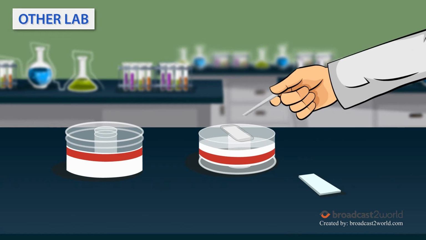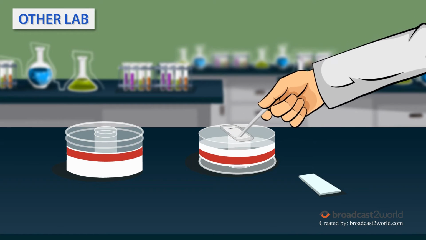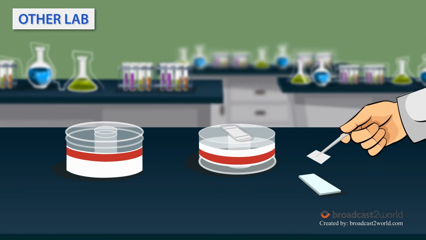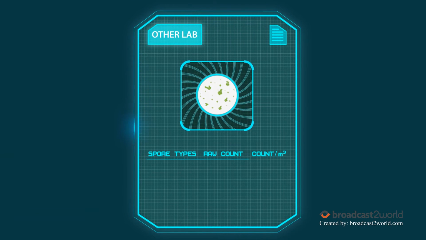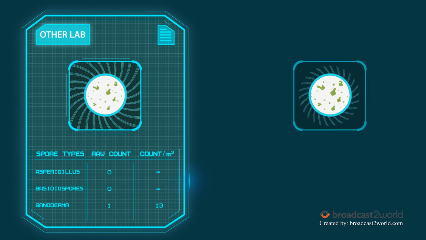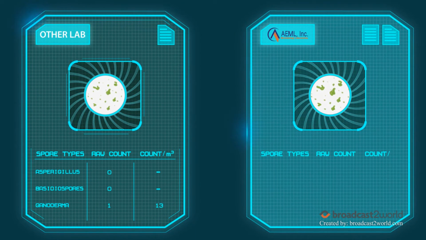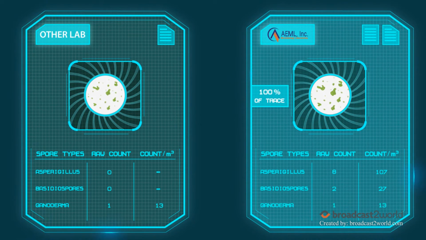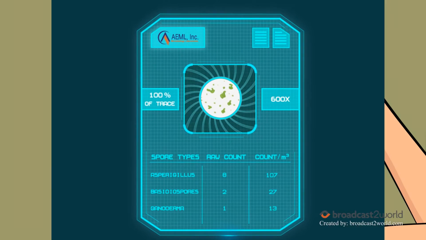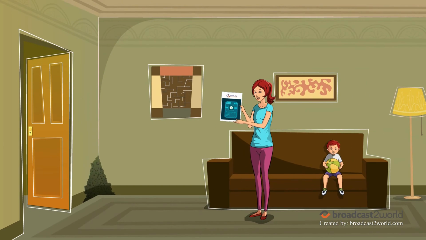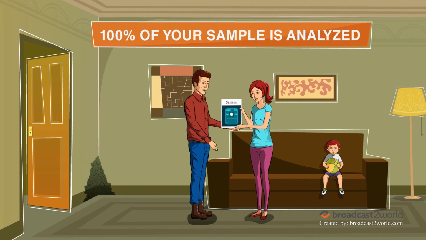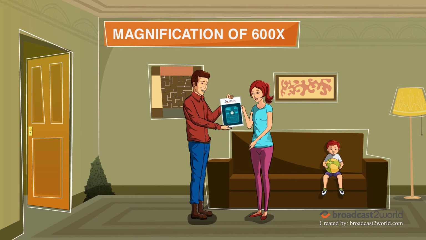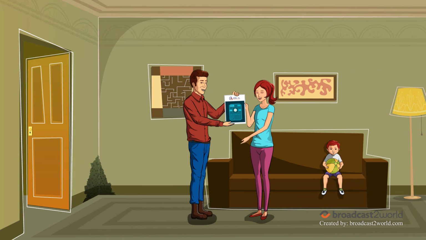Many labs cut corners and analyze only a part of the sample at this high magnification to save time and money. The resulting analysis is thus lower in quality and accuracy. At AEML Incorporated, we always analyze 100% of the trace at 600x, providing the best quality analysis. So insist that your mold inspector uses a quality, accredited lab where 100% of your sample is analyzed at a magnification of 600 to ensure the most accurate results.